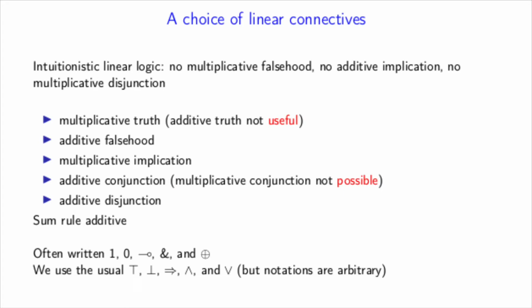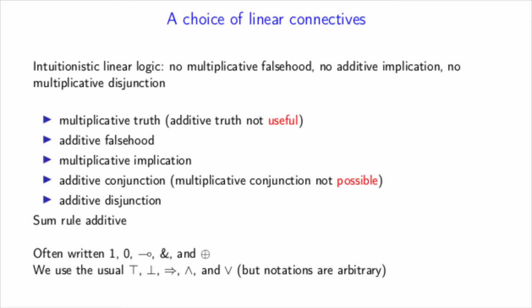To conclude the design of our logic, we have to make a choice of the linear connectives we include in it. In intuitionistic linear logic, there is no multiplicative falsehood, no additive implication, and no multiplicative disjunction. So we don't really have a choice for falsehood, implication, and disjunction. We do have a choice for truth and for conjunction, and we have decided to take the multiplicative truth and the additive conjunction. We could also have added the additive truth, but this was not useful in this logic.